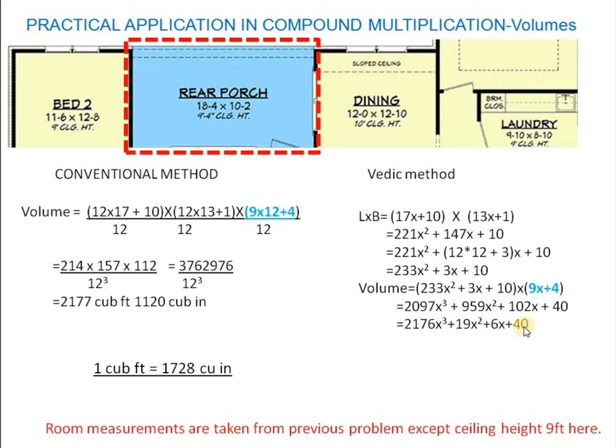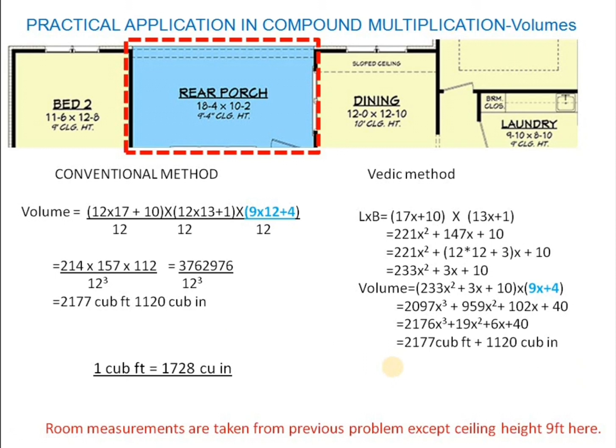We have to convert all the small things, whatever is possible, into inches. And finally, we actually end up getting the same answer. Because when we convert this 19x square plus 6x plus 40, we get one more foot which we add here. That becomes 2177. Basically, we arrive at the same answer whatever method we apply. That's the beauty of mathematics.